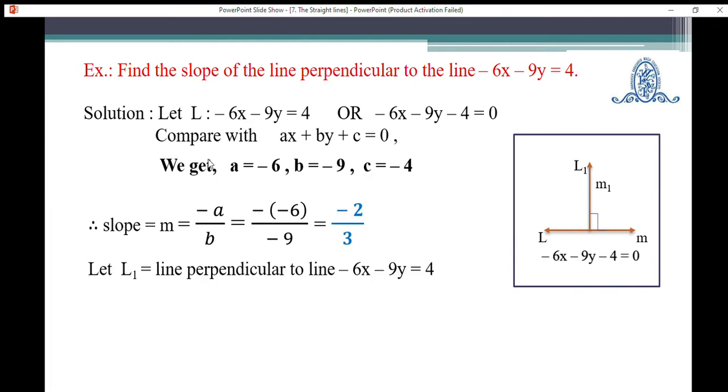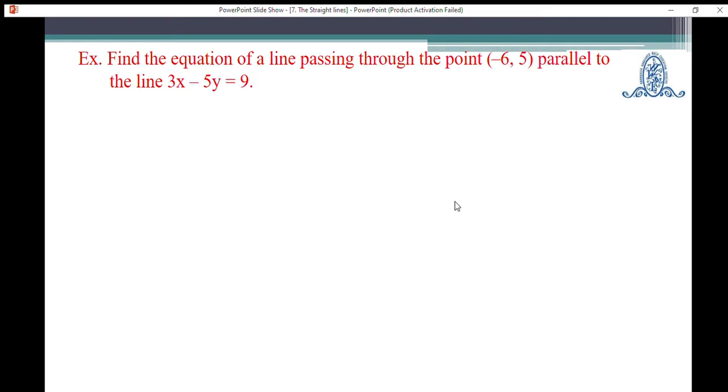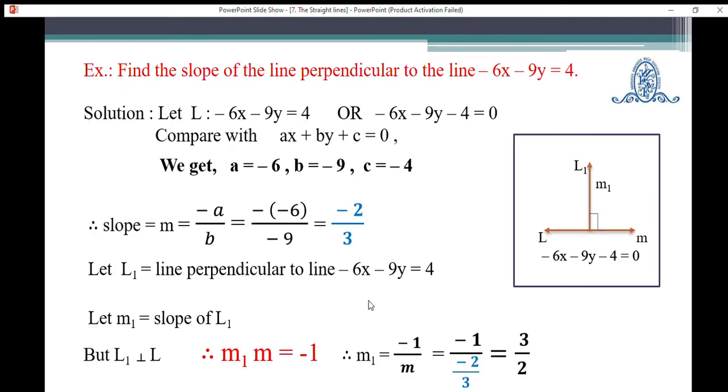Now the next part is to find the m1 value. It is given in your question that the lines are perpendicular to each other. So what is the condition of perpendicularity? The condition of perpendicularity is that the multiplication of their slopes must be equal to minus 1. Let us suppose that m1 is the slope of L1. L1 is perpendicular to L. So the condition is m1 into m should be equal to minus 1.